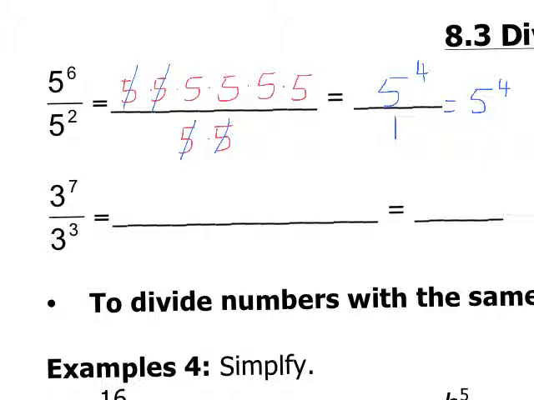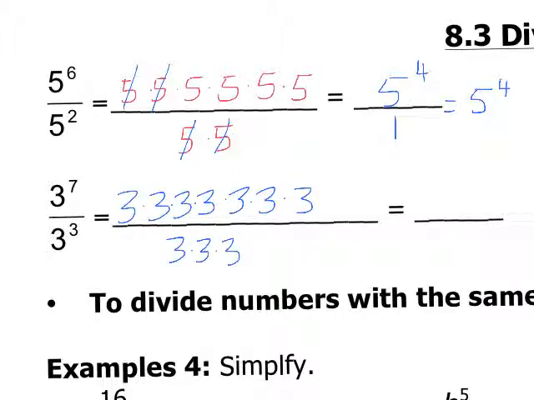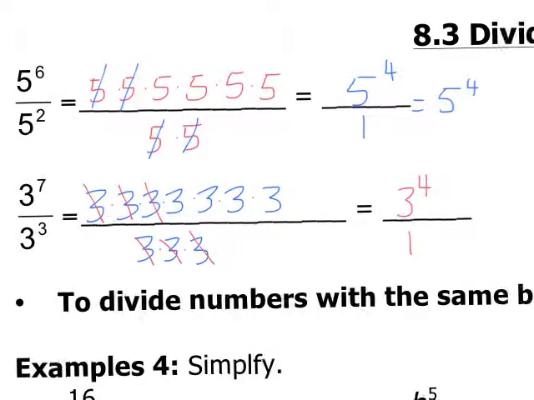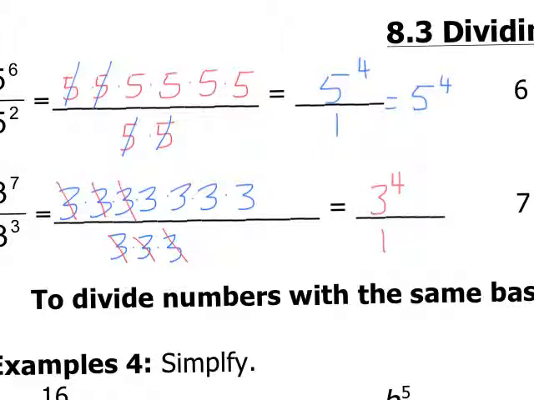Okay, then we have 3 to the 7th. So that's 1, 2, 3, 4, 5, 6, 7 threes. 3 to the 3rd on the bottom is 3 threes. I cancel as many as I can, so that's going to be 3 of them, and I'm left with 3 to the 4th on top, over 1. And I can simply reduce that to just 3 to the 4th.